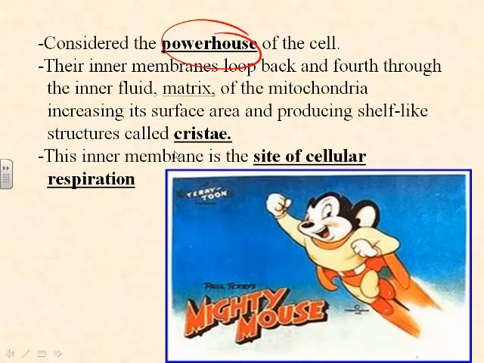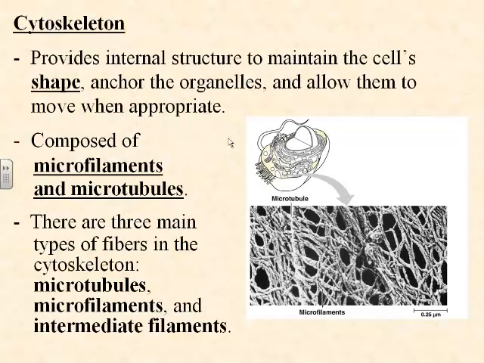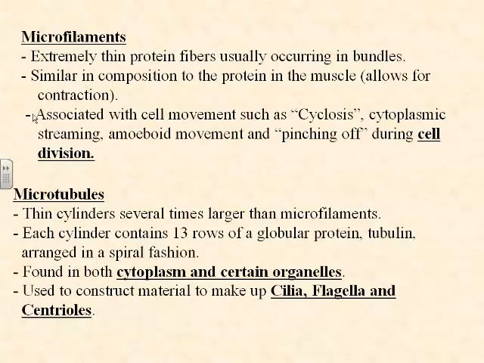It's all made up from these cristae. That's the structure, those cristae. Now, there is also the cytoskeleton, and there are three main parts of the cytoskeleton. There's microtubules, microfilaments, and intermediate filaments. And this is what gives the cell the shape that it needs to, all three of those.